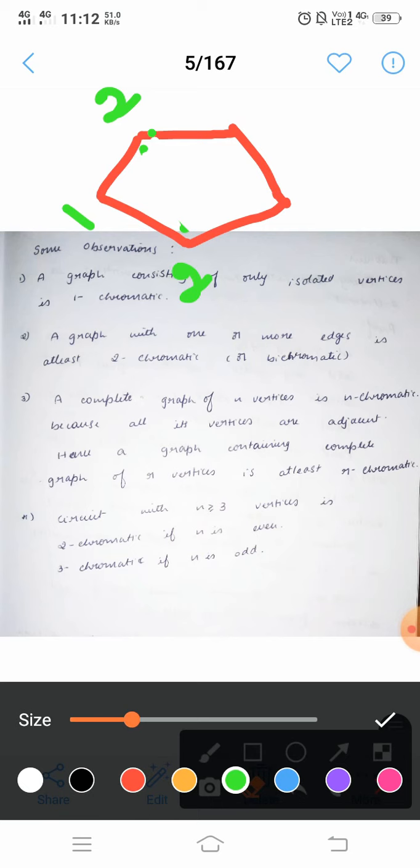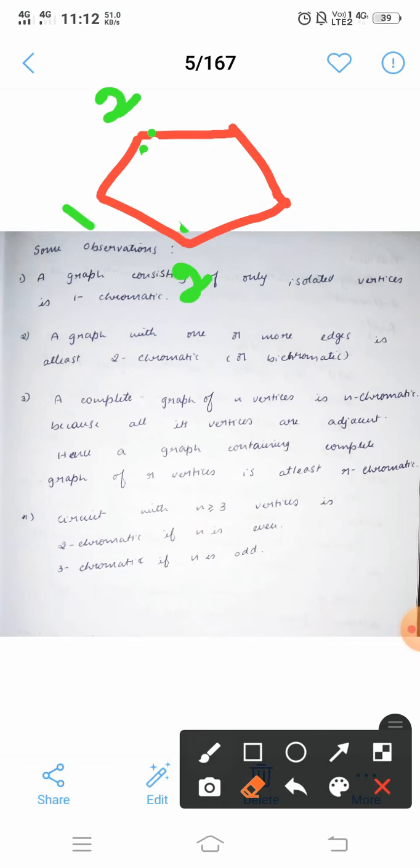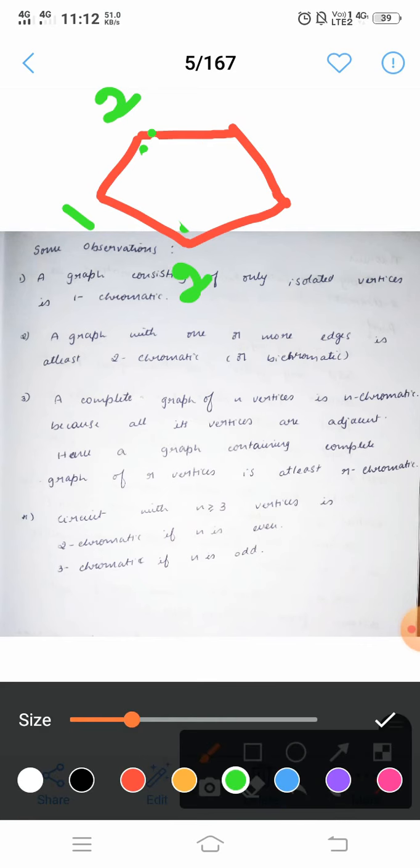Next, here I am taking color 1. Can I take 2 or 1 here? No, because this vertex is adjacent to the vertex colored 1 and the vertex colored 2. So I can't take color 1 or color 2. I have to take a different color, 3. So I need at least 3 colors to paint this graph. So this is 3 chromatic.